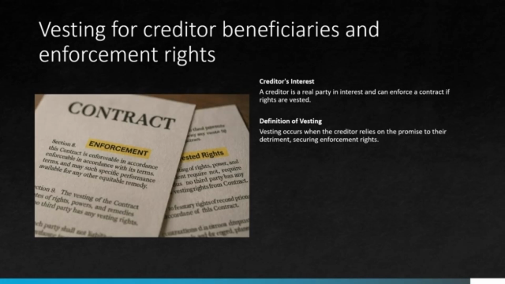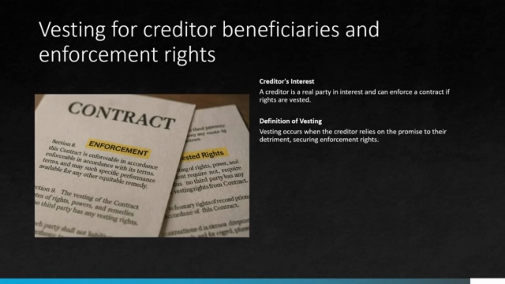Now, the creditor to this is what we would call a real party in interest, and they may be entitled to enforce the contract if their rights have what we call been vested. And what we mean by enforce the contract is to go to court and have the court order that the parties do what they're specified to do in the contract.